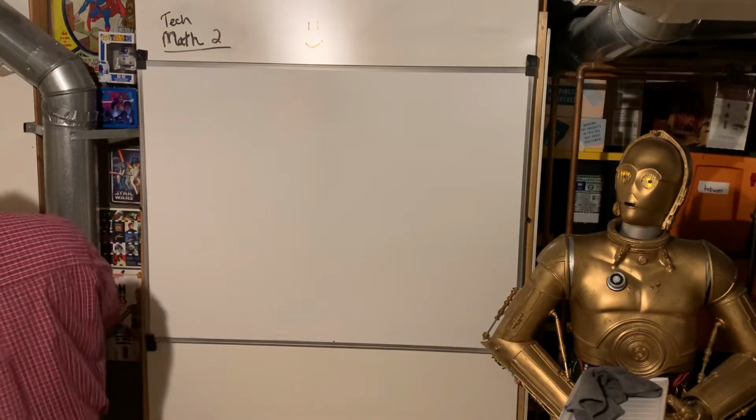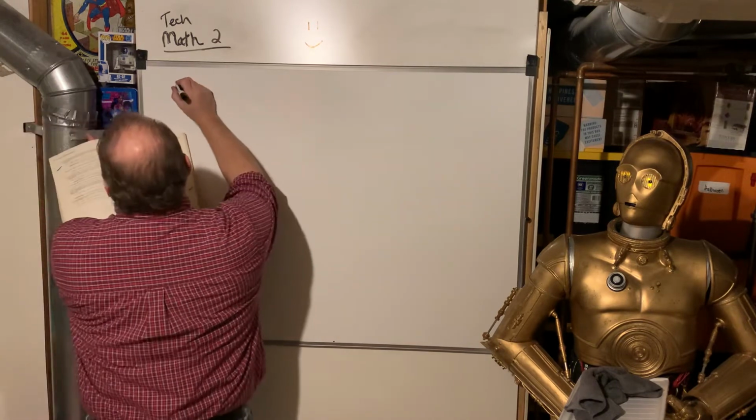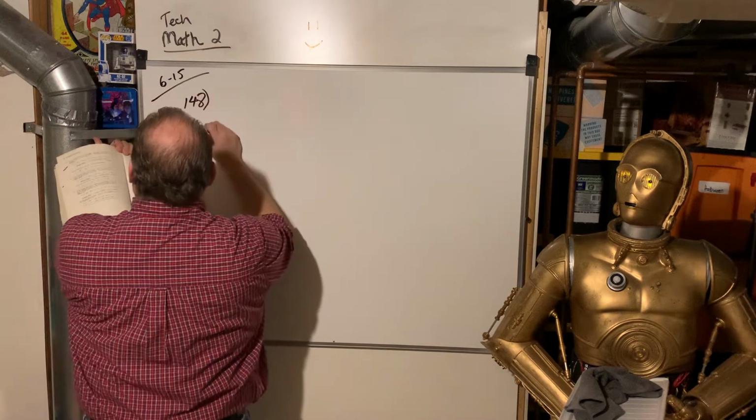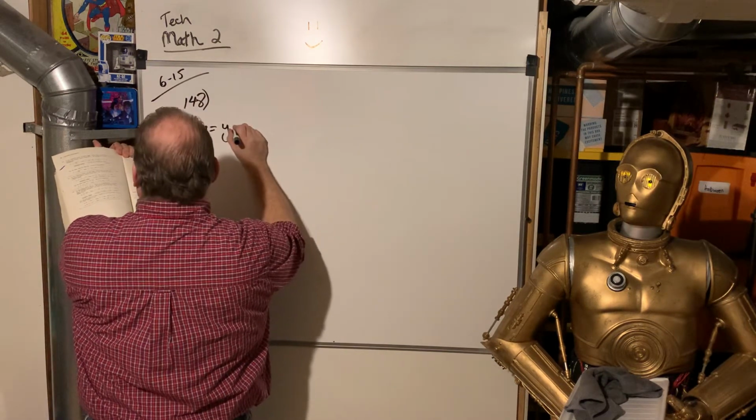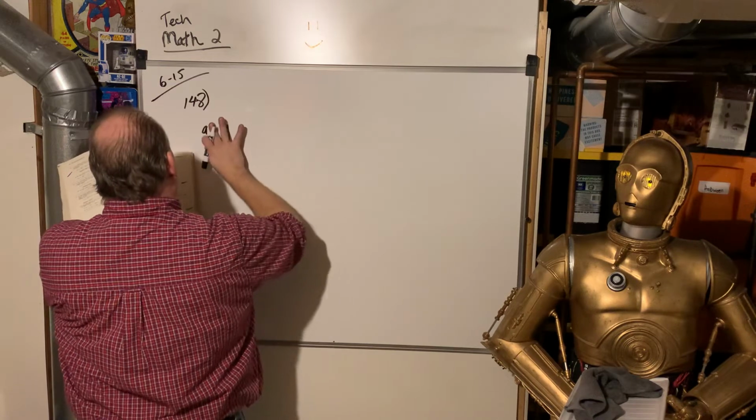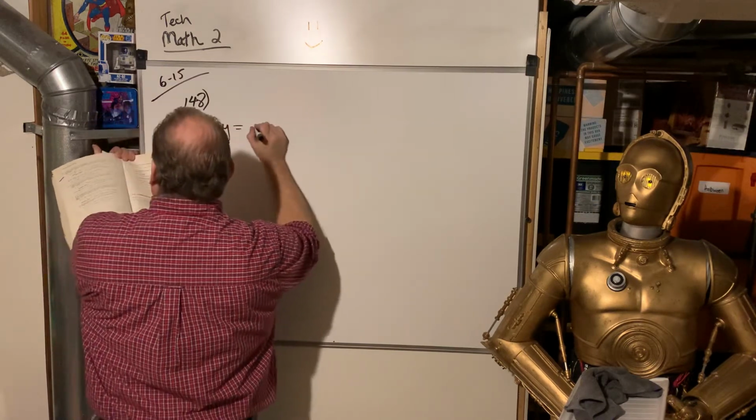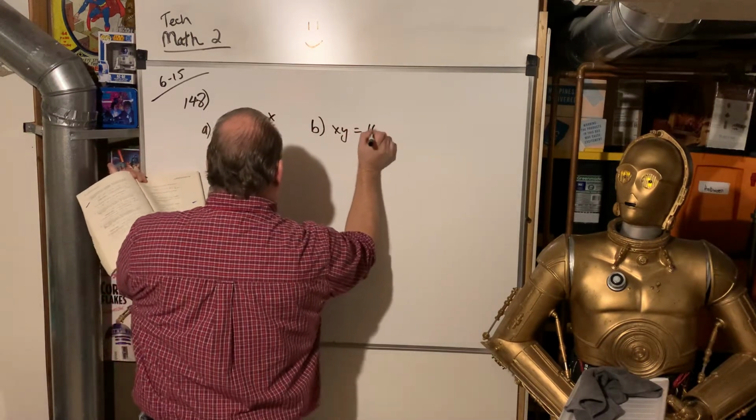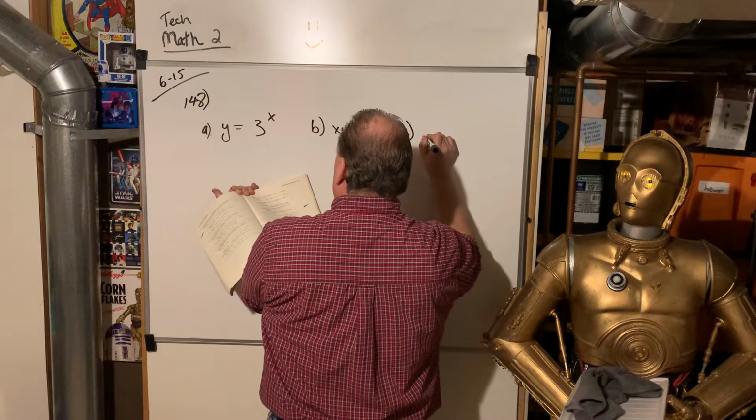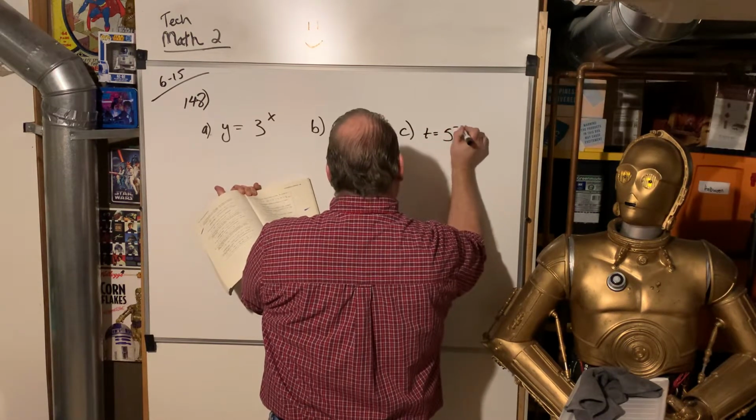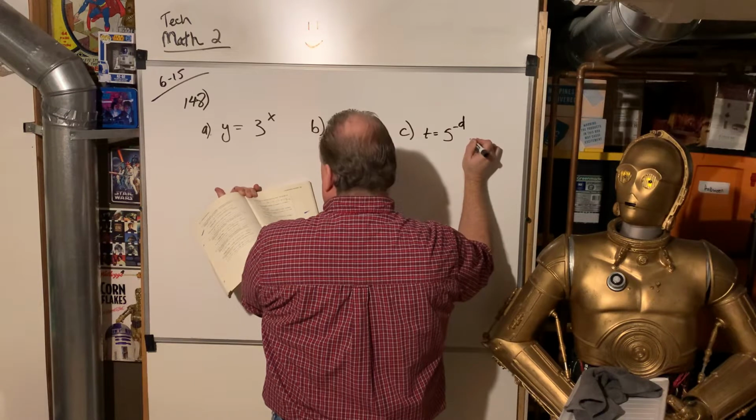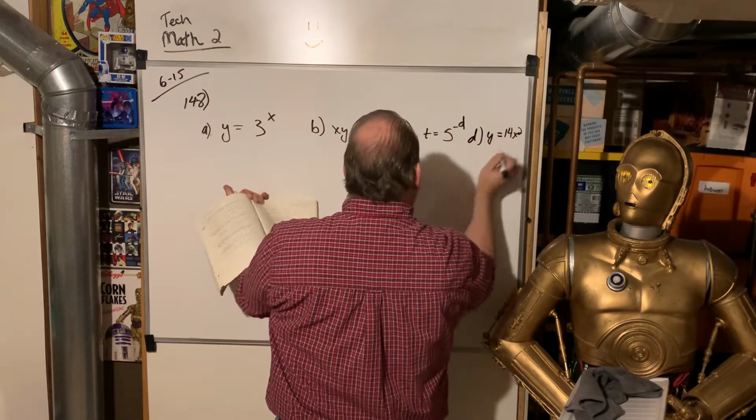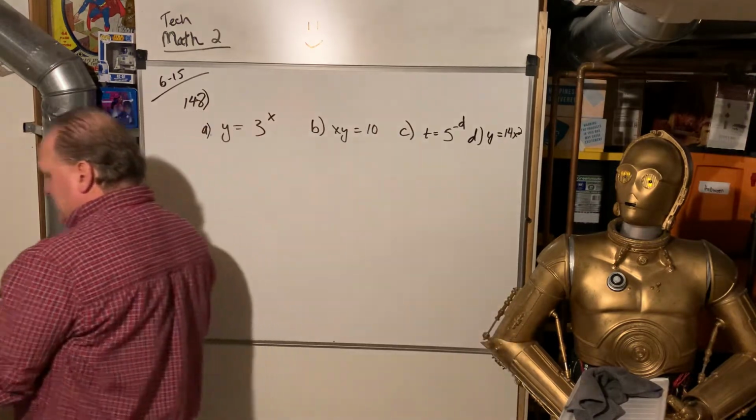So exponential functions. Look at 148, so 615. They have a, y equals 3 to the x, b, y equals 10 over x, c, y equals 5 to the negative x, and d, y equals 14x squared. And they want to know which one of those are exponential functions.